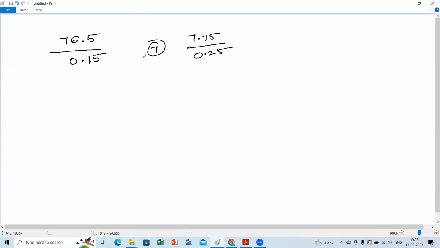Everyone, please do it fast with the same technique. Check the denominator number. How many decimal places? That many zeros you should multiply. It is the decimal jumping technique towards the right side. We know that multiplication means right side, division means left side.